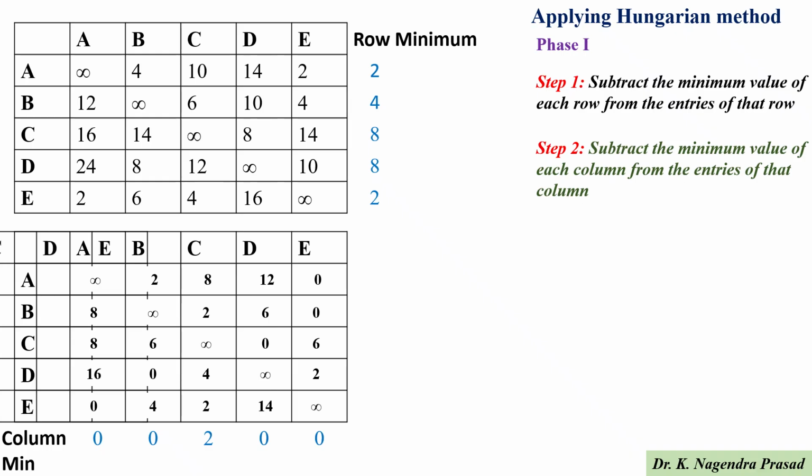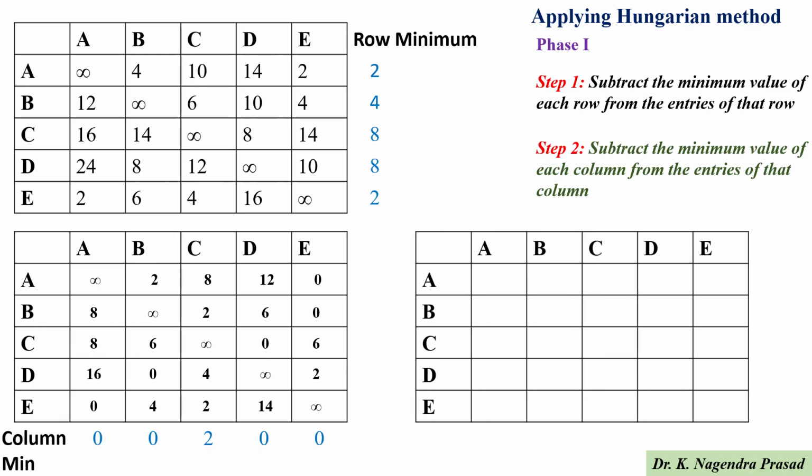So once again I have to write down the new tabular column. In the first column I have to subtract 0, so it will become the same values. That is the first column: infinity, 8, 8, 16, 0. Similarly, in the second column elements there is also no change. That is 2, infinity, 6, 0, 4.